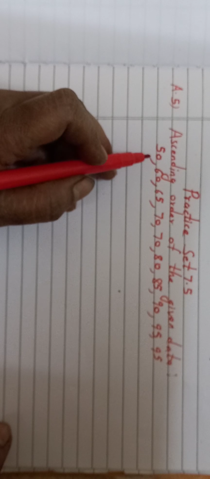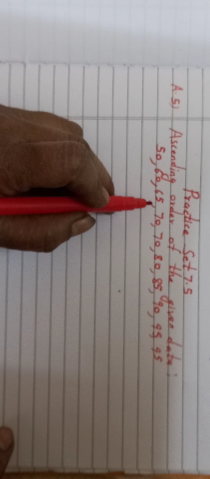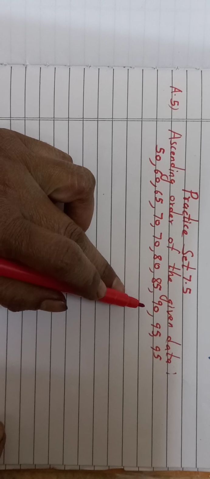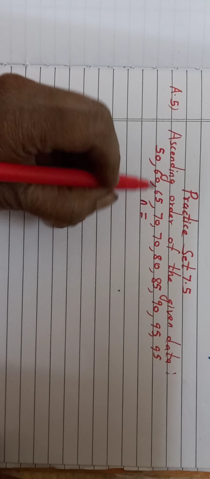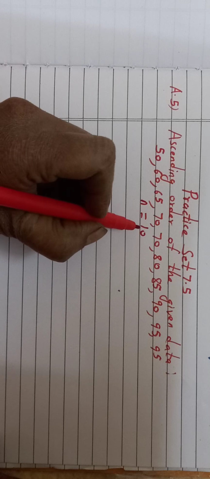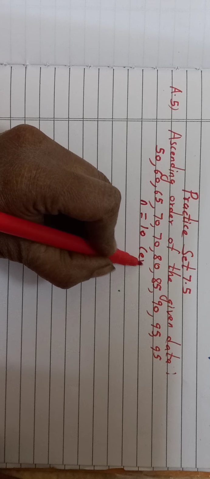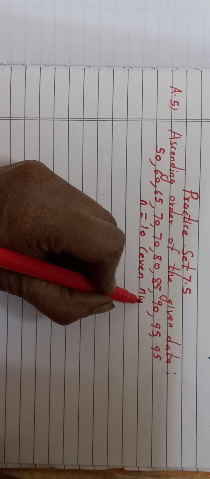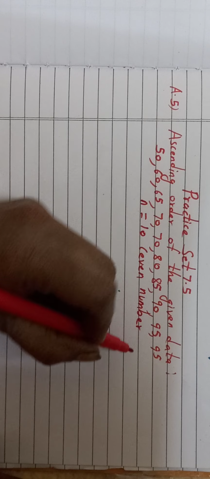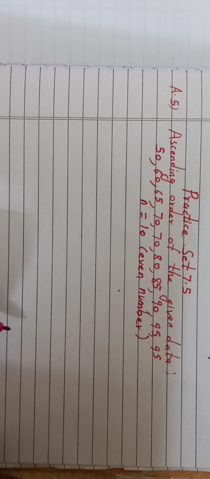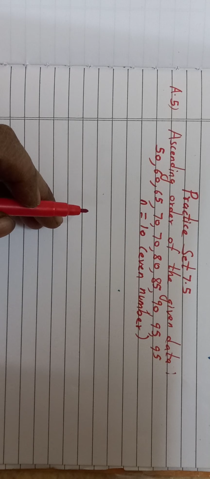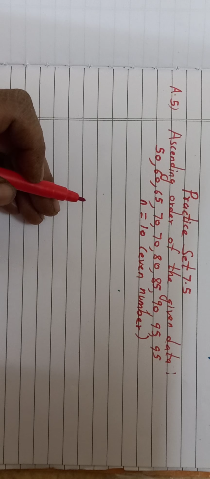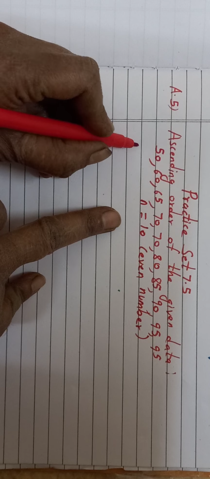So here I have already written the ascending order of the data. Smallest score is 50 followed by 60, 65, 70, 70, 80, 85, 90, 95, 95. Now here n, that is the number of observations, is 10, which we have already counted. Now 10 is an even number. Right? So we will not have an exact median for the given scores, but we will have the average of the two middle numbers. So we will write there, n is equal to 10, is an even number.